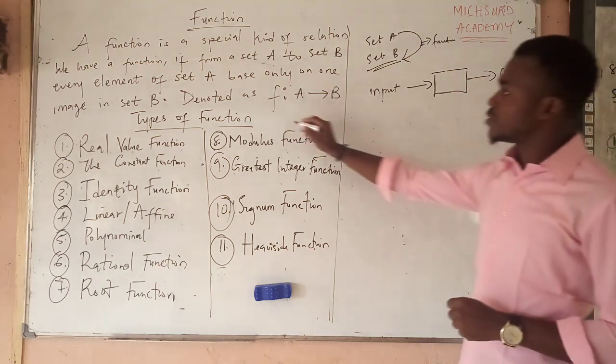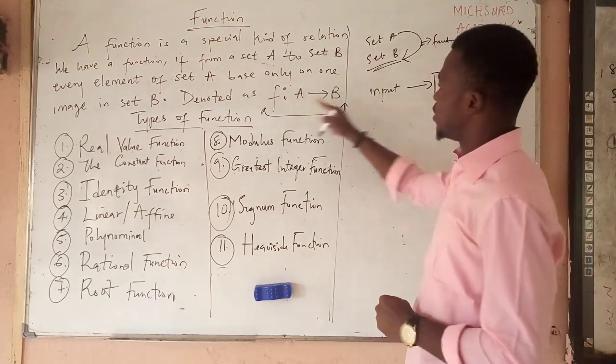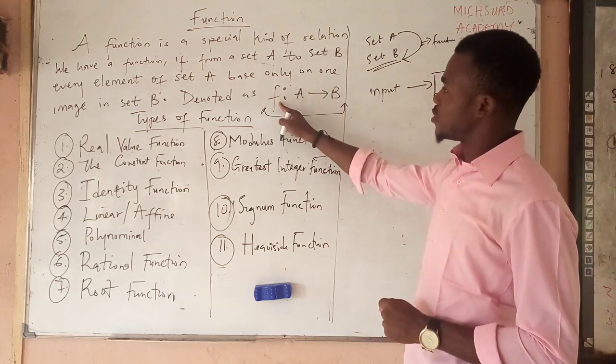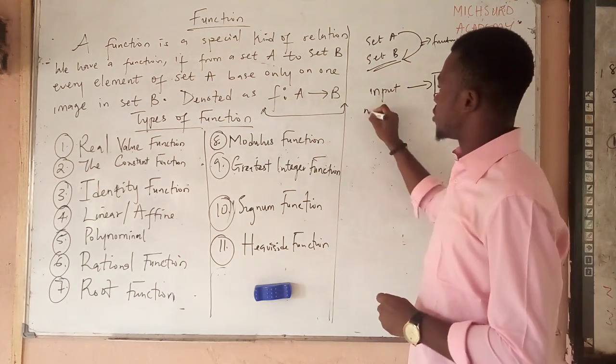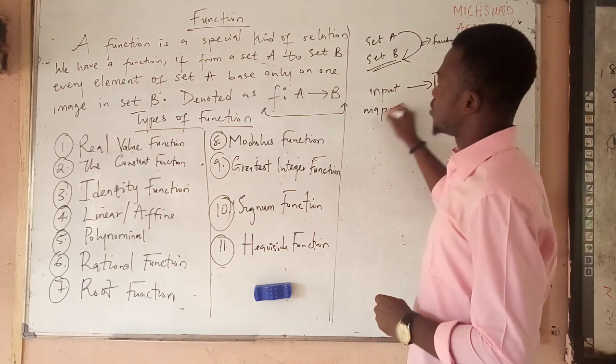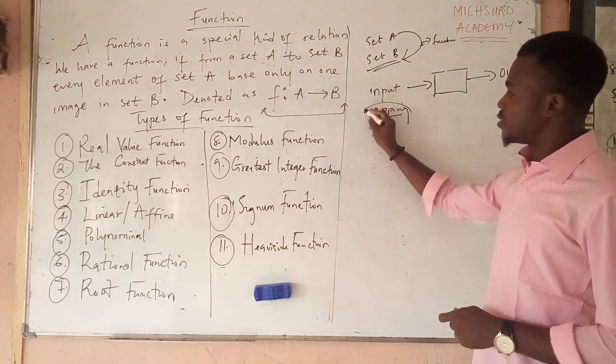Now we normally denote a function from set A to set B like this. So this is a function mapped from A to B. So if you notice, we are using the word mapping. Okay, so when you check out that video on relations, you will understand this mapping better.